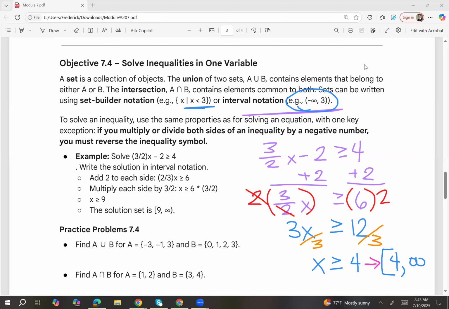Always, when you express infinity, if it's negative infinity on the left or positive infinity on the right, like we have here, always use a parenthesis on the infinity side, regardless of what the symbol is on the number side or the bounded side. So for this particular example, we have 4 to infinity.